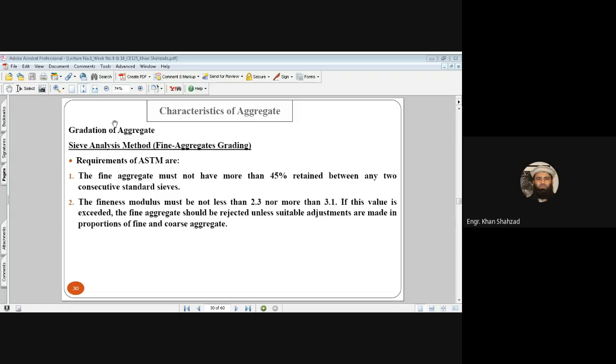Okay. So requirements of ASTM for fine aggregate grading, how we can do this. The fine aggregates must not have more than 45% retained between any two consecutive standard sieves. The fineness modulus must not be less than 2.3 nor more than 3.1. If this value is exceeded, the fine aggregate should be rejected unless suitable adjustments are made in proportion. You can add some other materials and then check its fineness modulus.